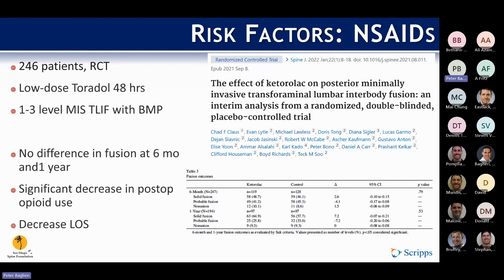So I think this is pretty compelling evidence that it's okay, at least in select patient populations, to give low-dose Toradol to help with postoperative pain. I don't know how translatable this is to big spinal deformity cases, but I think it's worth noting that this is potentially a good option for patients that have pretty significant pain postoperatively.